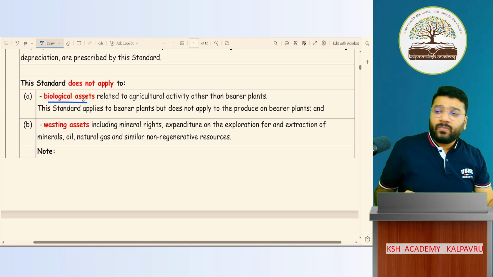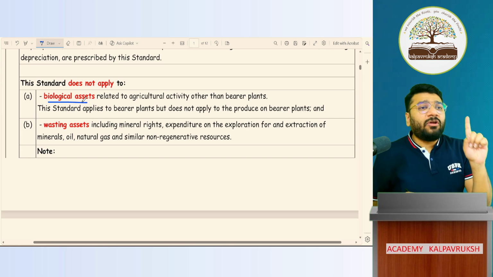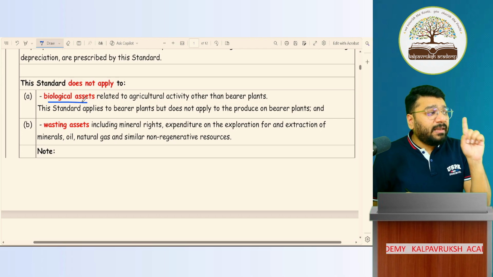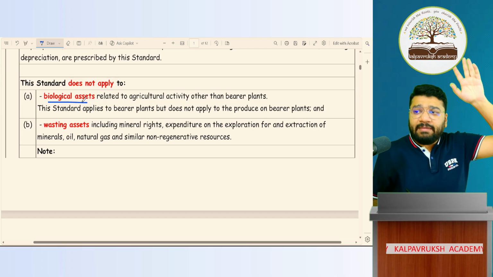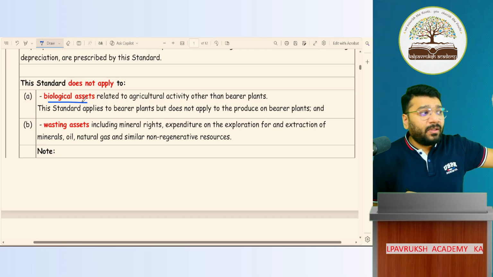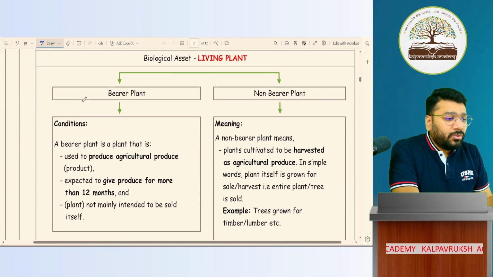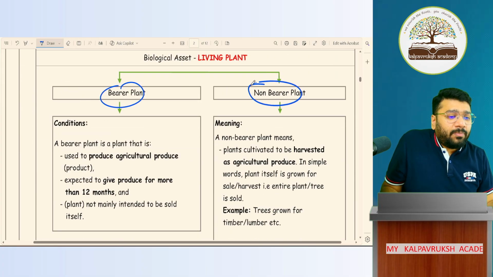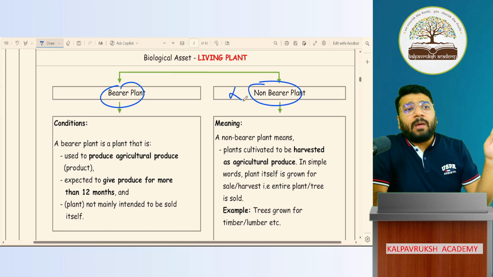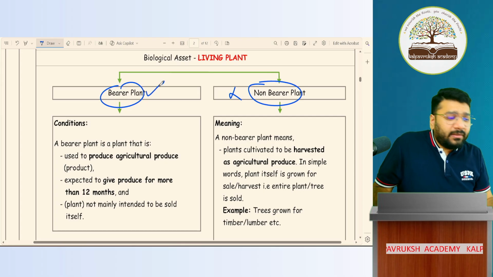Okay. So we spoke about meaning of biological asset. What is it? Living animal, living plant. So on living animal, definitely, no AS applied. However, on living plant, there is an exception. Living plant, they are bifurcated into bearer plant and non-bearer plant. On non-bearer plant, there is no applicability of AS10. On the bearer plant, AS10 is applied.